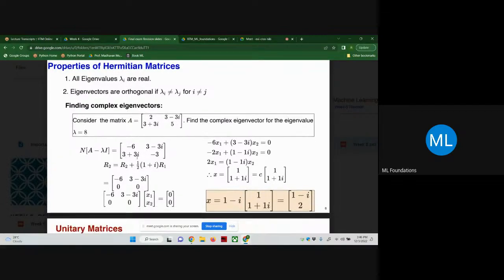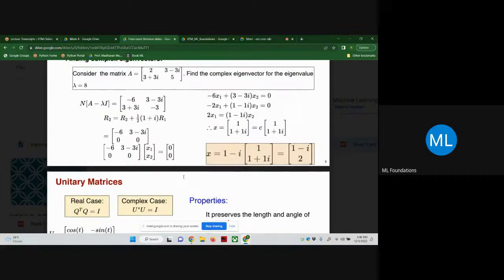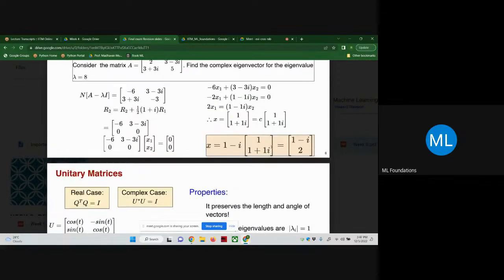So this is the problem where they just ask you to find the eigenvectors. In the first case, you got it as 1, 1 plus i. You got it as 0, 0.